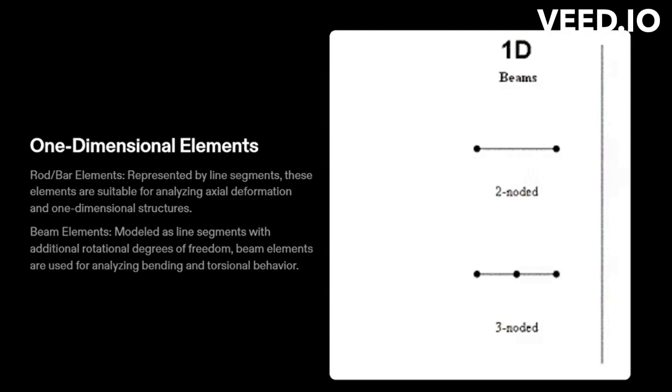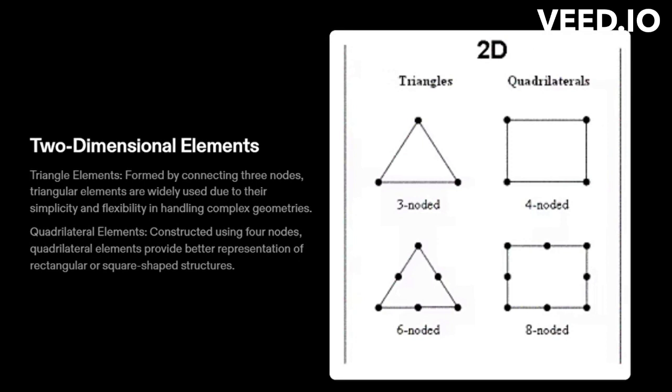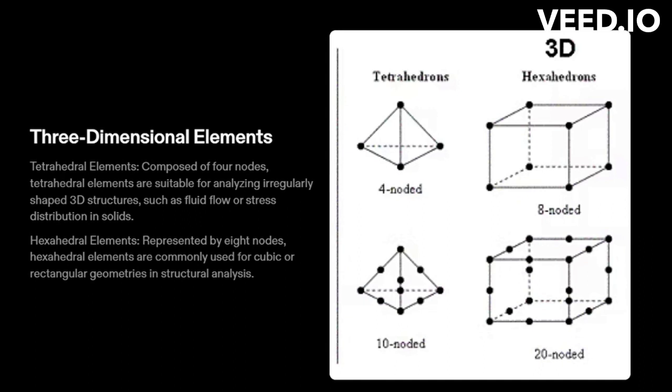One-dimensional elements. Rod or bar elements are represented by line segments. These elements are suitable for analyzing axial deformation and one-dimensional structures. Beam elements are modeled as line segments with additional rotational degrees of freedom. Beam elements are used for analyzing bending and torsional behaviors. Two-dimensional elements. Triangular elements are formed by connecting three nodes. Triangular elements are widely used due to their simplicity and flexibility in handling complex geometries. Quadrilateral elements are constructed using four nodes, and they provide better representation of rectangular or square shaped structures.